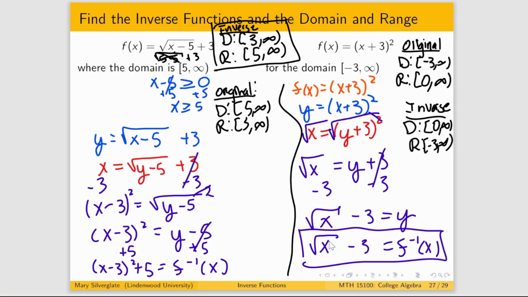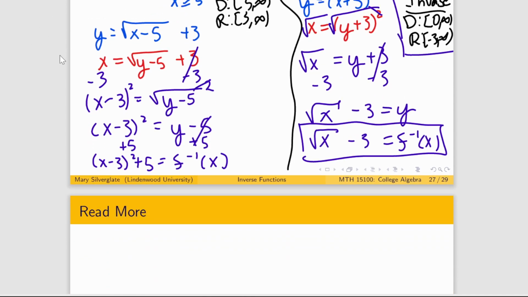And for that range similarly, if I plugged in 0 for x, -3 would be the smallest y value, and that would only keep on getting bigger. So both of those also make sense with what I just found to be the inverse function.